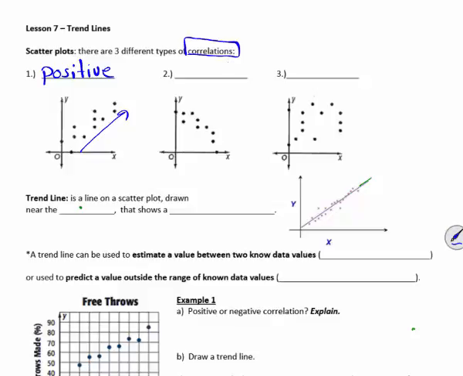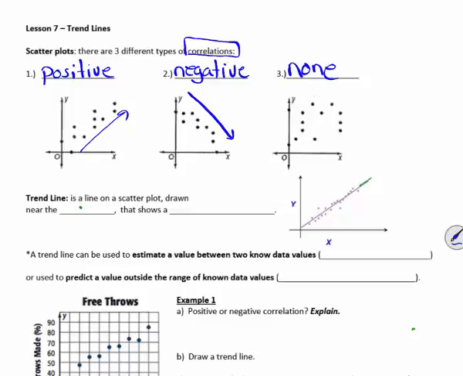In the second one, it looks like the data is going down, so that's a negative correlation. Again, thinking about slope. Sometimes the points are so scattered all over the place that they don't really make a pattern, which means there is no correlation, none.